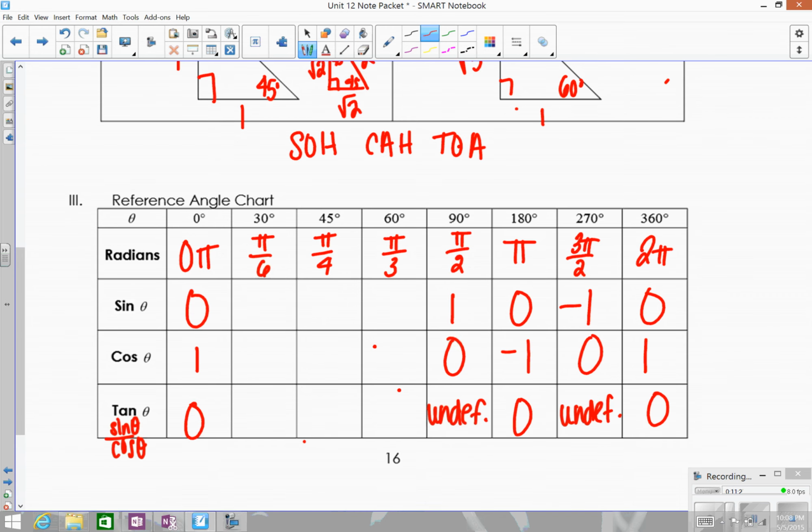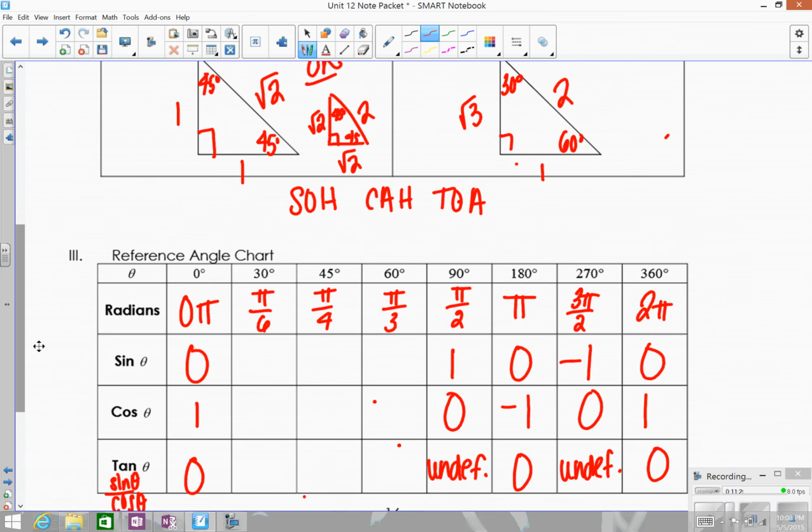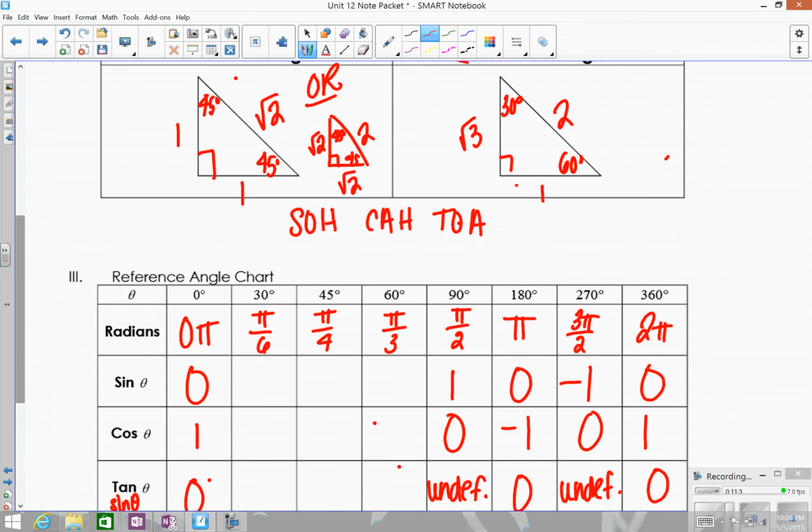Okay, so then let's go in and fill in these other measurements. So the 30, the 45, and 60. So this is where we're going to use SOHCAHTOA. So if we're looking at sine of 30, I'm going to go to this triangle, and remember sine is opposite over hypotenuse. So I go to the 30. The opposite is going to be 1. The hypotenuse is going to be 2. So sine of 30 is equal to 1/2 in any single triangle.